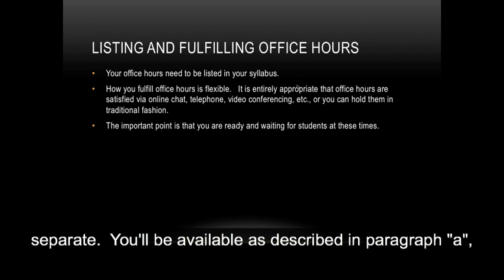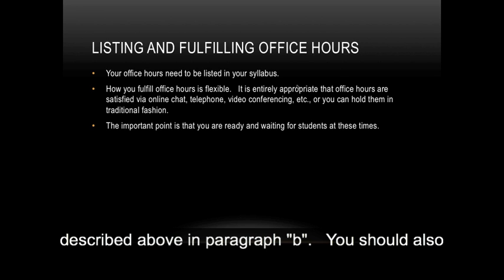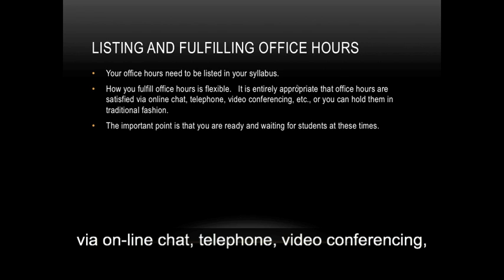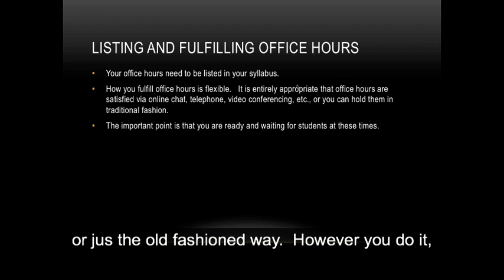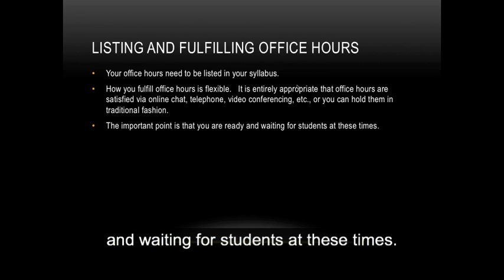You'll be available as described in paragraph A, and you will also schedule office hours as described above in paragraph B. You should also recall that scheduled office hours can be fulfilled via online chat, telephone, video conferencing, or just the old-fashioned way. However you do it, just remember it's a promise that you're ready and waiting for students at these times.